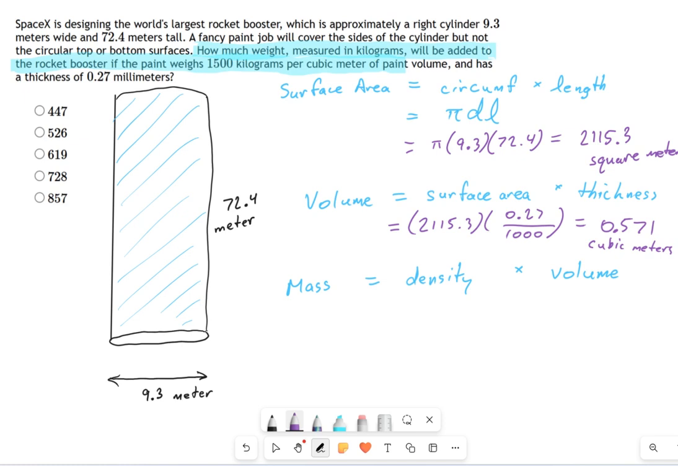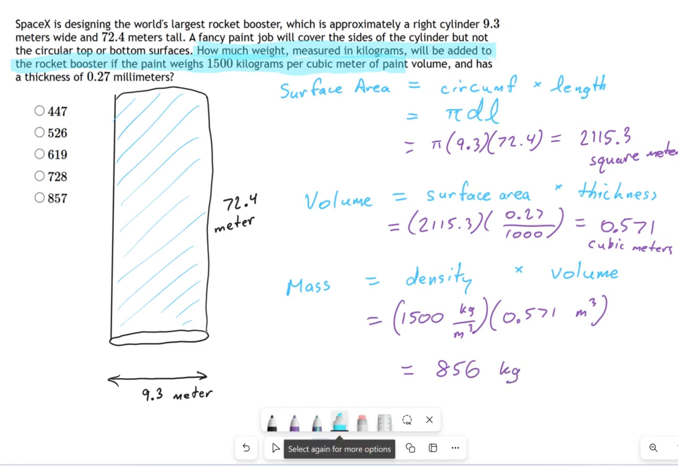And now the last part, what's the mass of that paint? How much does it weigh? Well, you take its density, which is given to you, that's 1,500 kilograms per cubic meter, which I'll write this way, that's the physics way of writing this, times the volume. Well, what's the volume? That's 0.571 cubic meters. So now we punch this into our calculators. 1,500 times 0.571 is 856 kilograms.